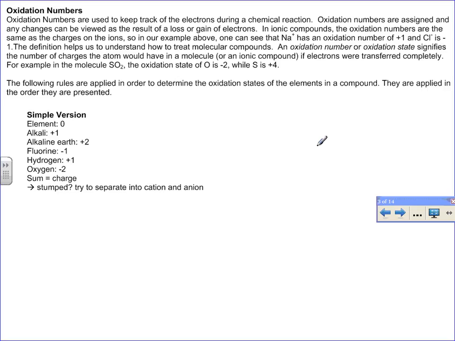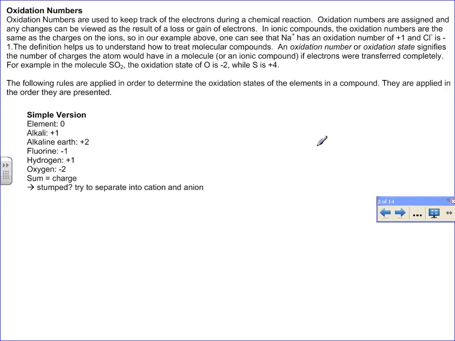Now, the way that we track electrons in a chemical reaction in order to identify which substances are being oxidized or reduced is using what are called oxidation numbers. Oxidation numbers are used to keep track of the electrons during the chemical reaction.